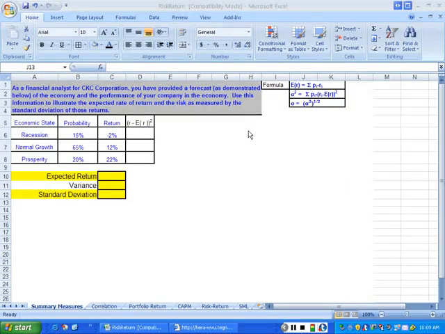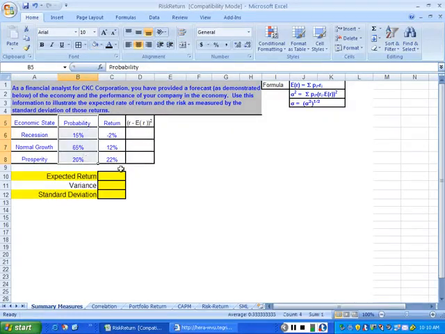Now, the problem that we put out here for you says you're a financial analyst for CKC Corporation, and you've provided a forecast that's demonstrated below of the economy and the performance of your company in the economy that obtains. Use this information to illustrate the expected rate of return and the risk as measured by the standard deviation of those returns. So what we've got here is a scenario where there are three different scenarios that you envision can happen in the future: recession, normal growth period, or prosperity.